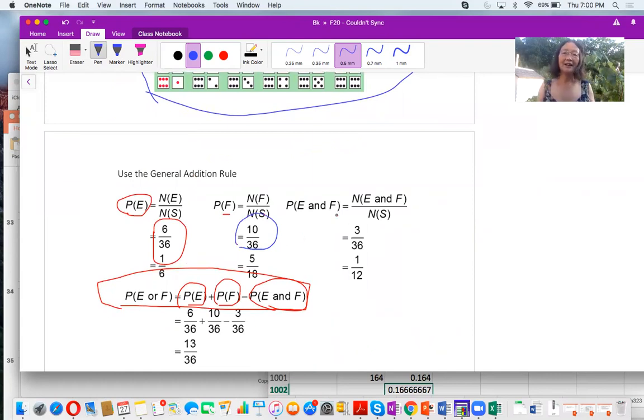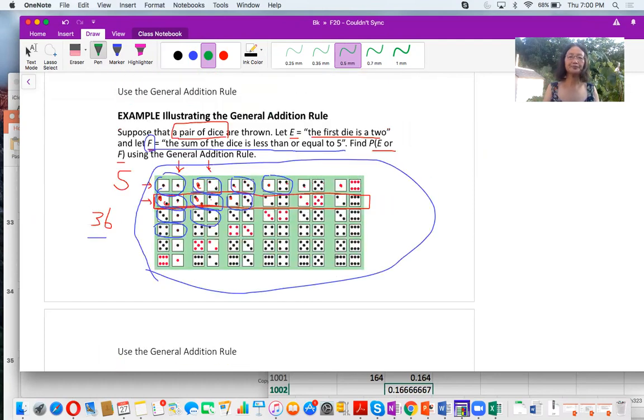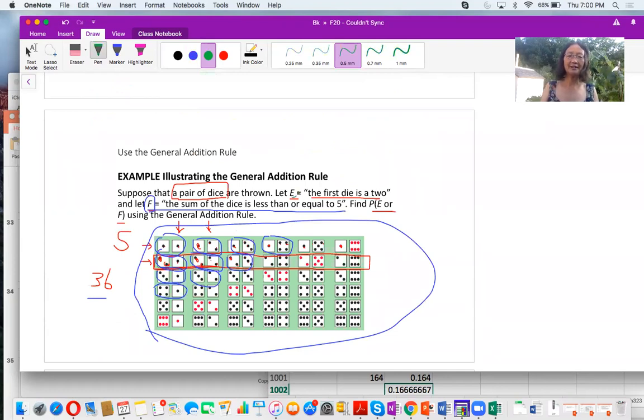And then you have to figure out the probability of E and F. Let's use a different color, green. So let's see what is E. E represents the first die is 2. F represents the sum of the dice is less than or equal to 5. F is the blue circles I circled. There are 10 events that represent F.